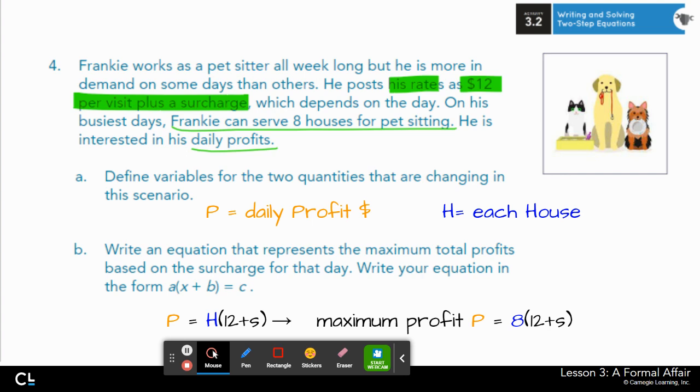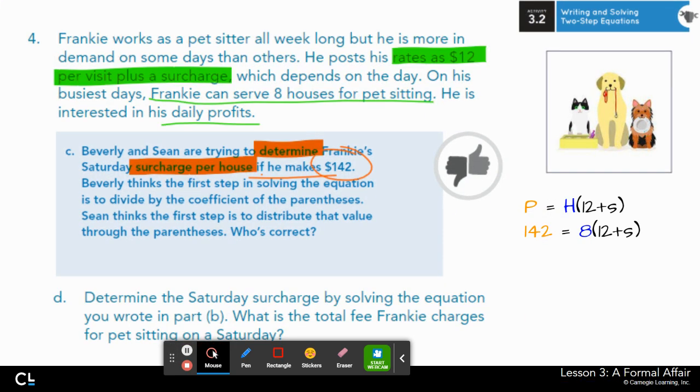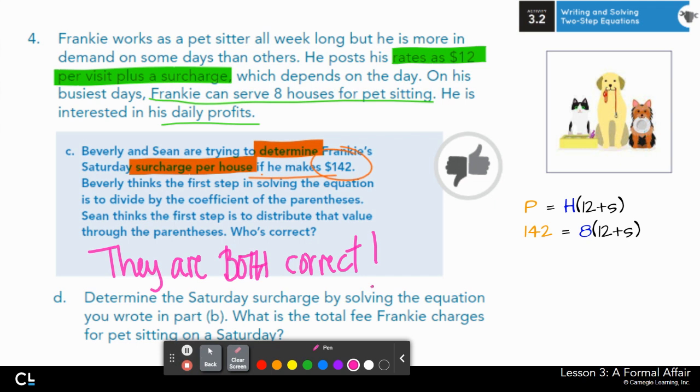Alrighty, moving on to 4C. For 4C, you determine if Beverly or Sean were correct with their solving. The answer is they are both correct. In the last activity, you saw how when solving an equation, you can start with addition and subtraction first, or you can start with multiplication and addition. So Beverly and Sean are both correct in their solving.